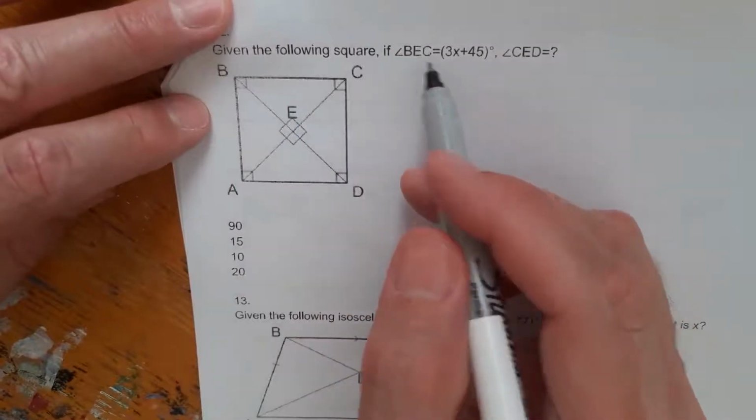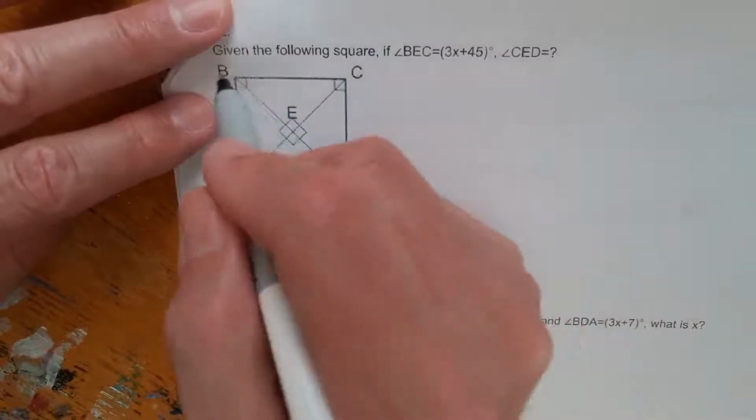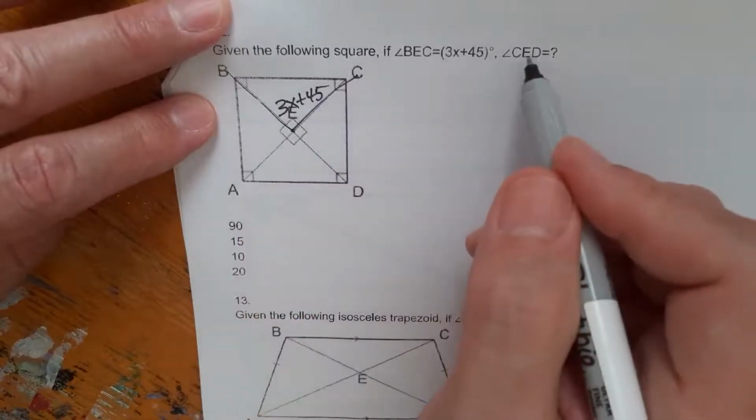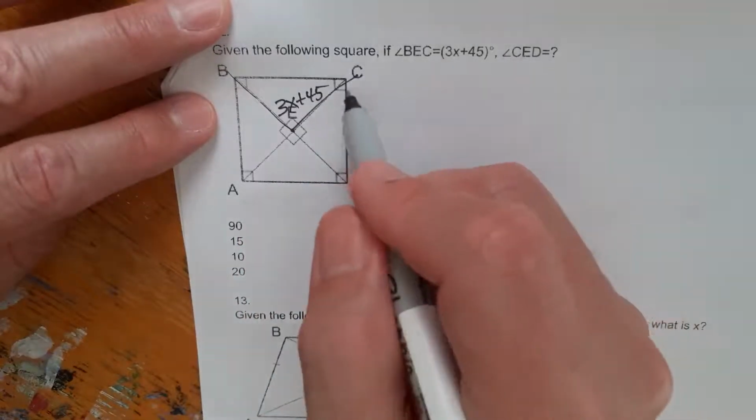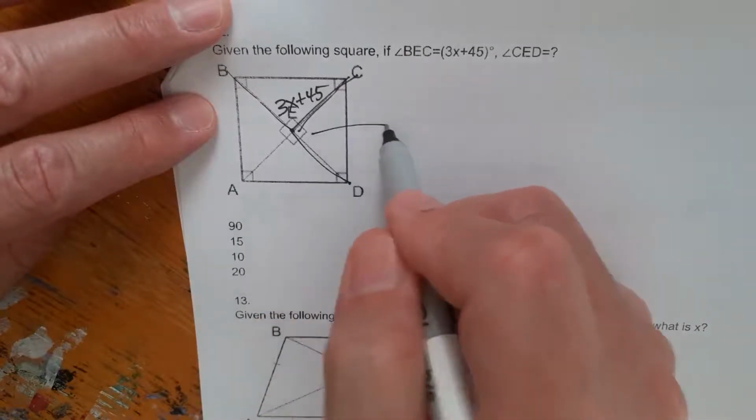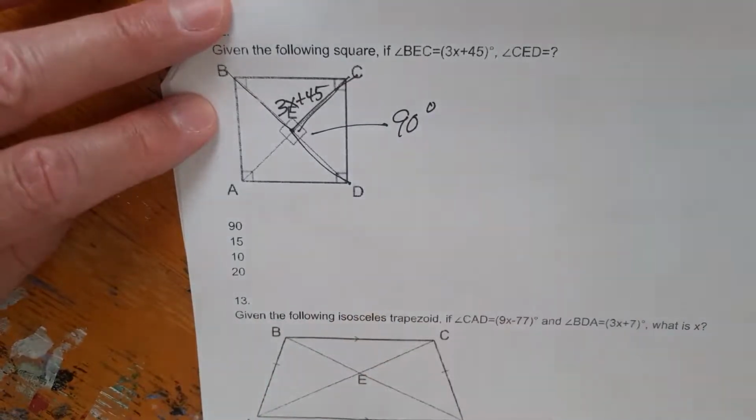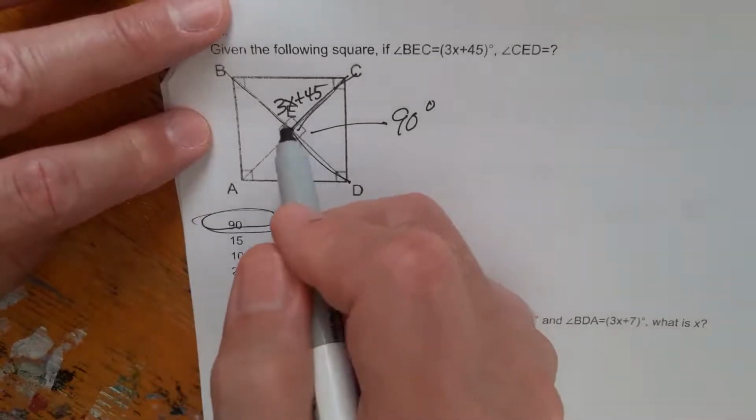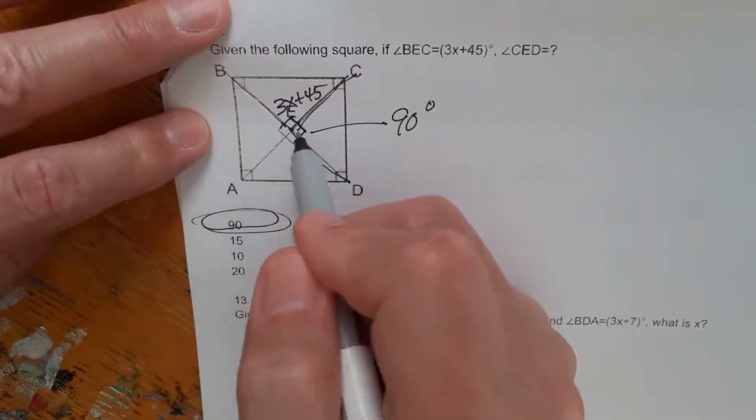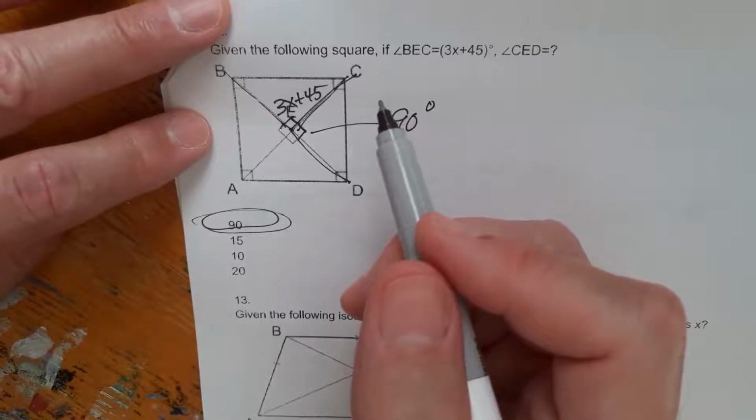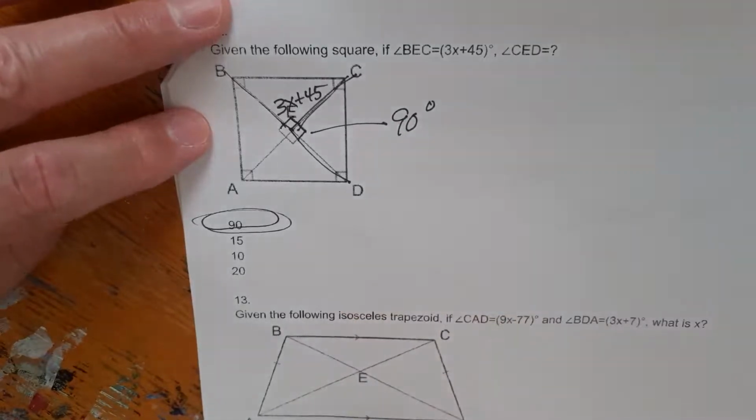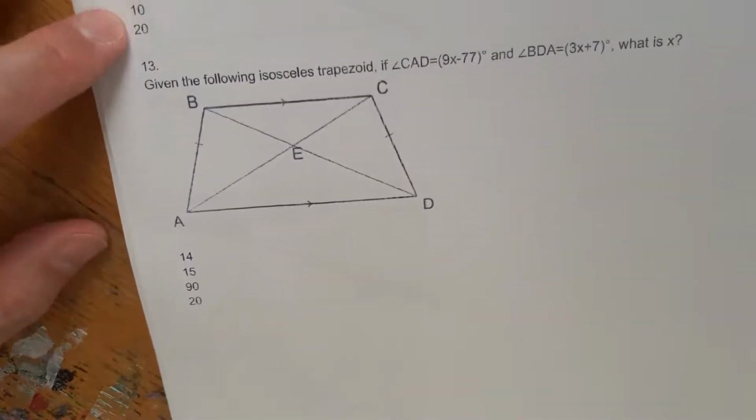Given the following square, if BEC is, so BEC here again, 3x plus 45, what is angle CED? CED here. Well, I know it's 90. It looks like a trick question. It's got to be 90 degrees because they intersect at 90 and they intersect at 90. That is what it is. I don't know what's up with that one. That was kind of a trick question maybe.